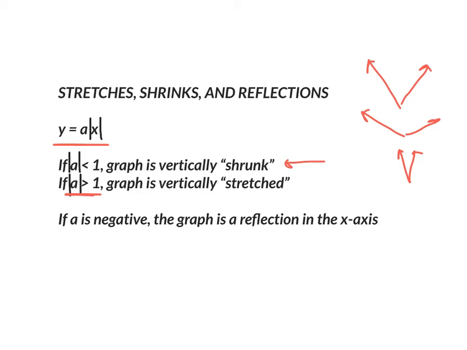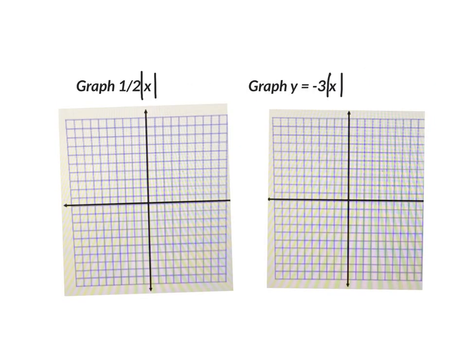And the last thing: if A is negative, if you have a negative in the front, it's going to reflect it across the x-axis, which means your V, instead of going up, is going to go down. So let's look at all 3 of those real quickly. All right, let's look at a couple here.